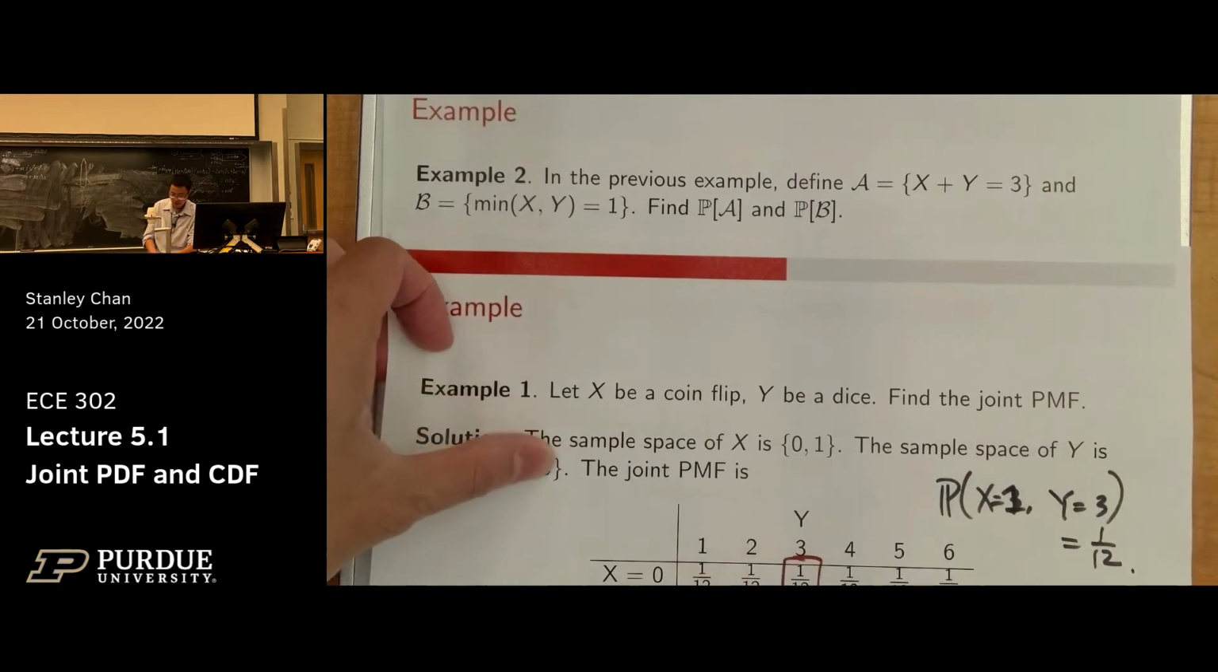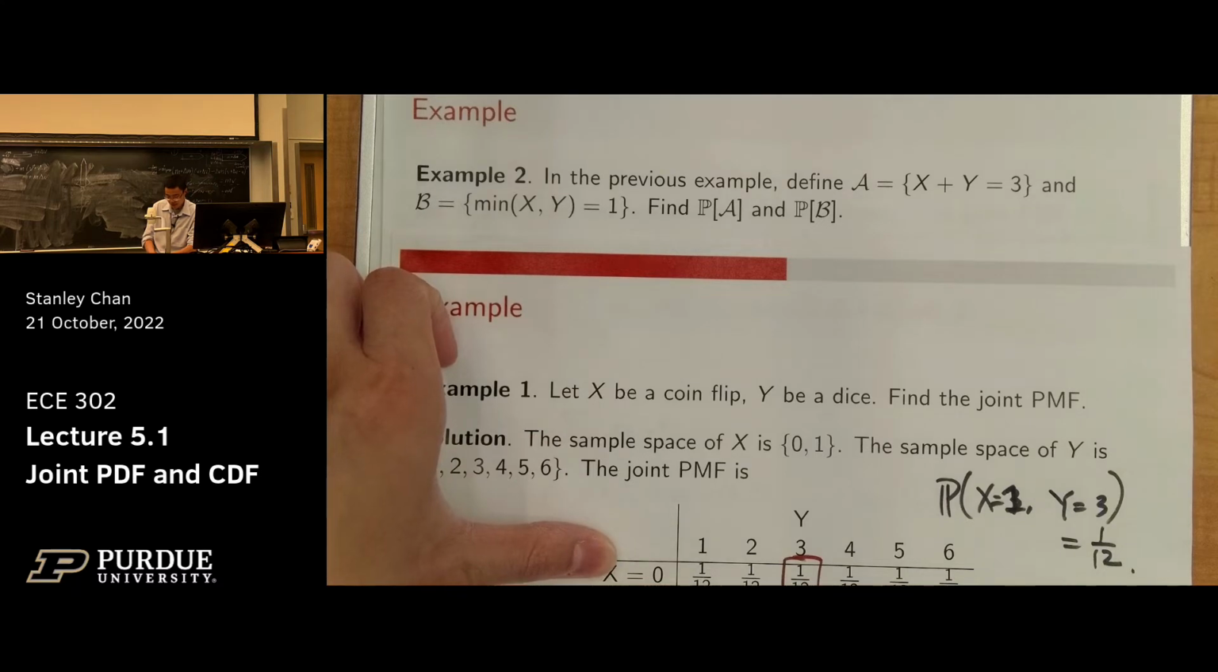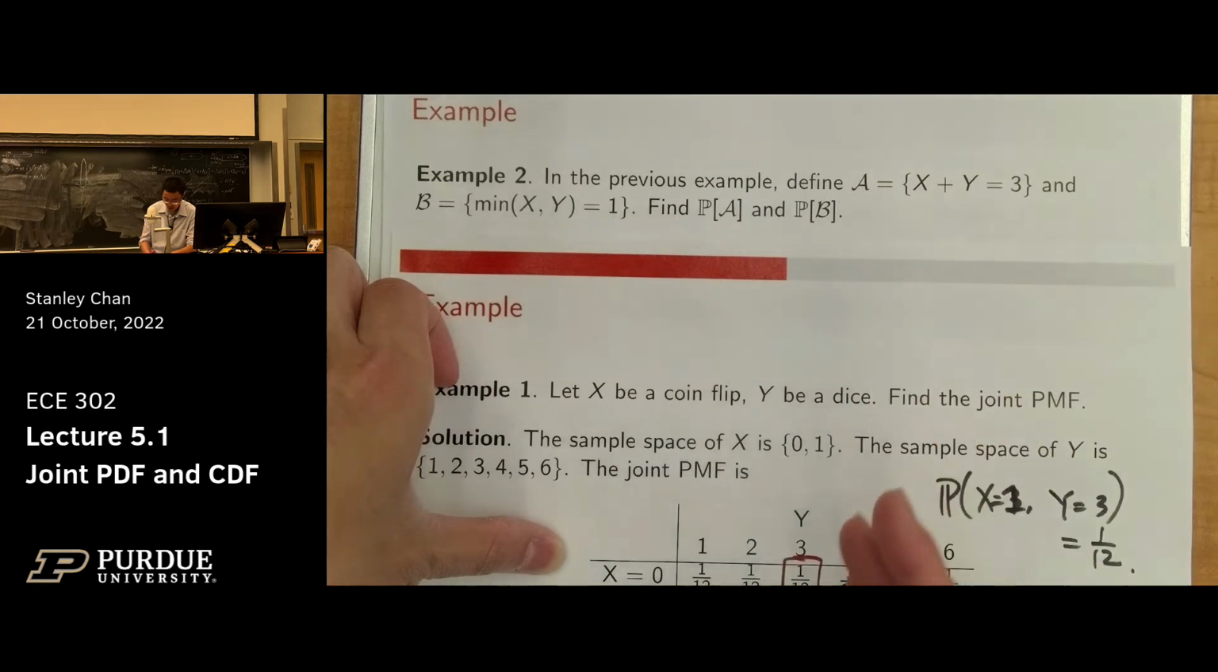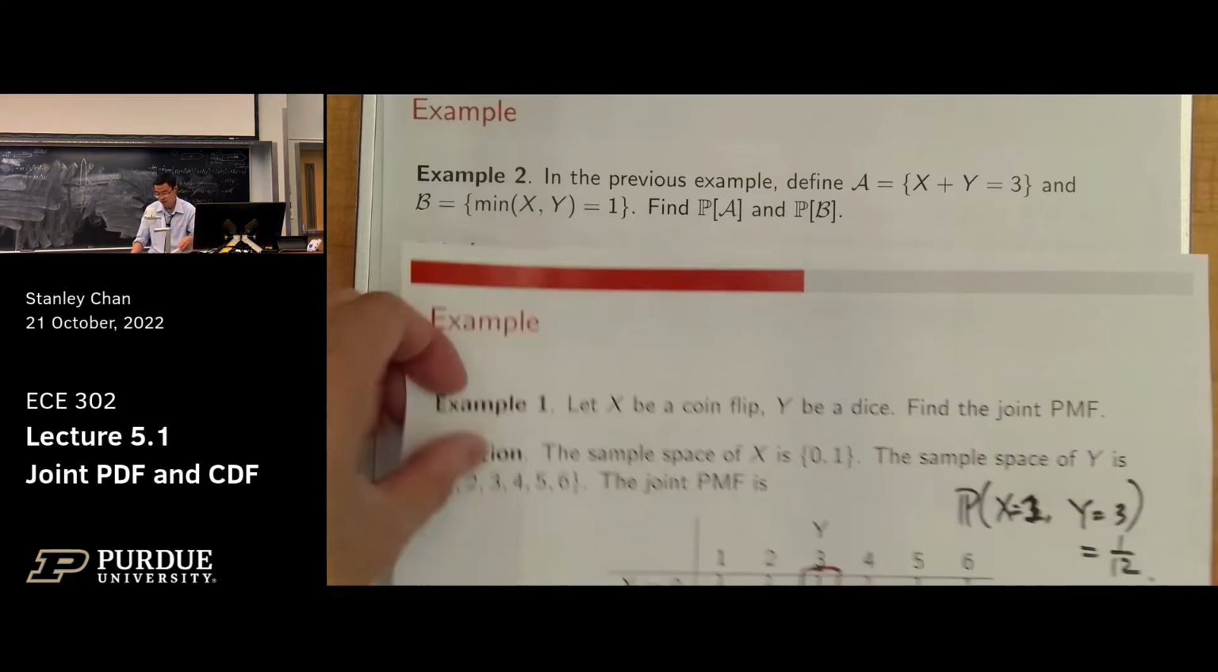Okay, so if x is 0, and y is whatever number, then the minimum will be 0. And if x is 1, y is 1, so that will work. That will be 1. If x is 1, and y is 2, the minimum is 1, so that will work. X is 1, y is 3, that will also work. In fact, every one of them works. So the probability will be 6/12.